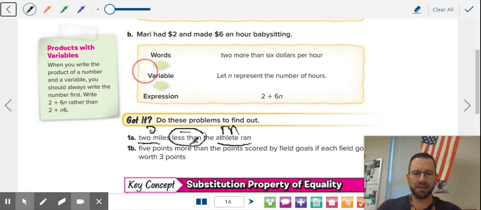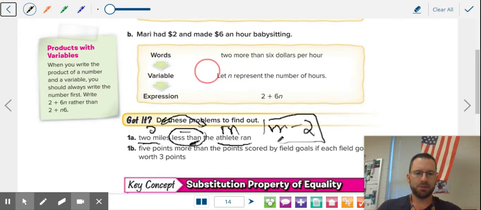But it says less than. More than and less than are tricky words. That doesn't mean you translate them just as you read them. That means you reverse the order. So we're going to swap the 2 and the m, and you put it like that. M minus 2 is the correct translation there. If you put 2 minus m, you know that subtraction is not reversible and you get a different answer.